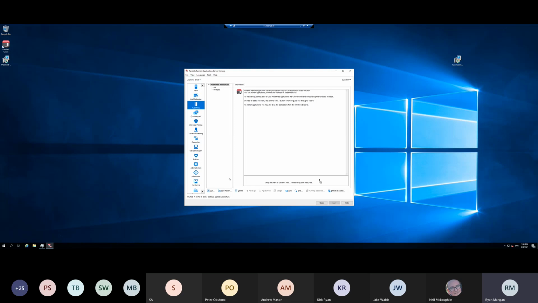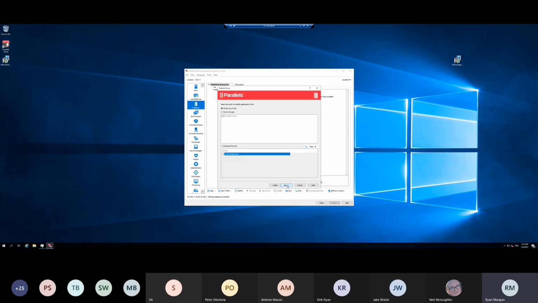And then what you can also do is provision out various different things. So for example, you can provision out V.